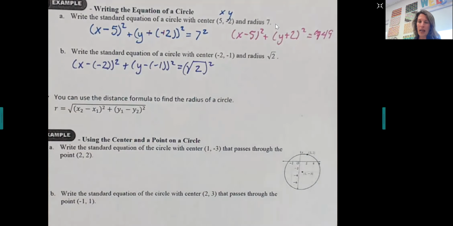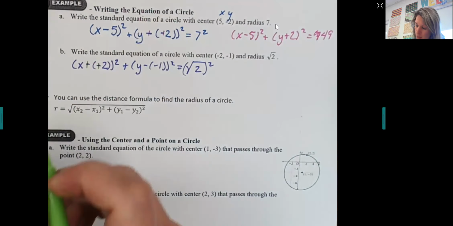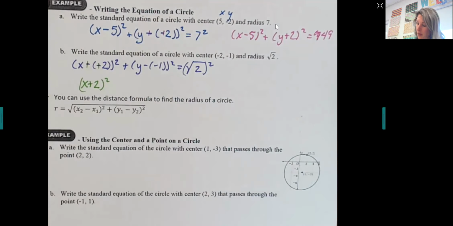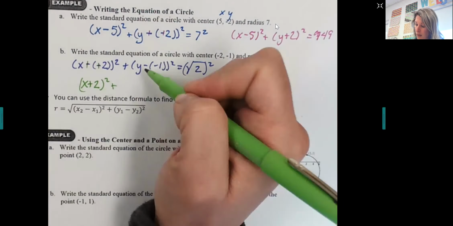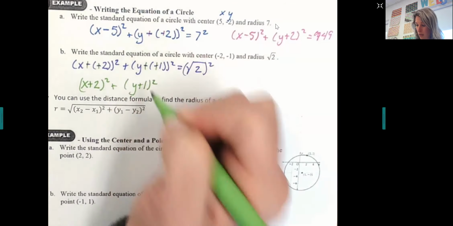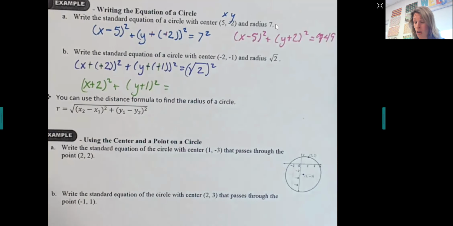So we know that a negative times a negative is a positive. So this becomes (x plus 2) squared plus, again, these become plus (y plus 1) squared. The square root of 2 times the square root of 2, you should know that that's just 2. So see, not nearly as disastrous.